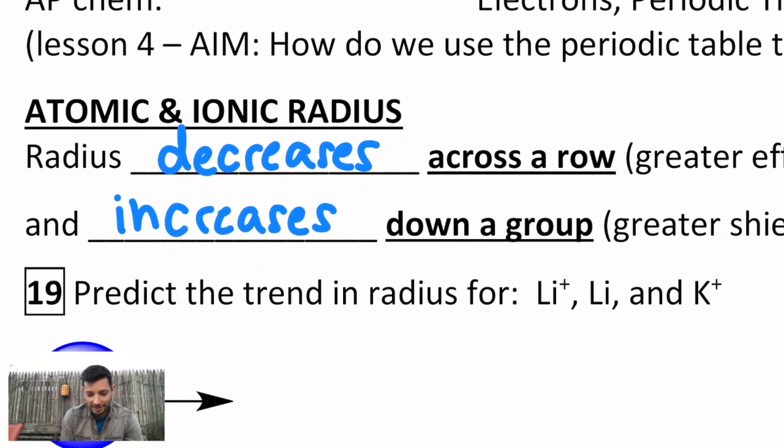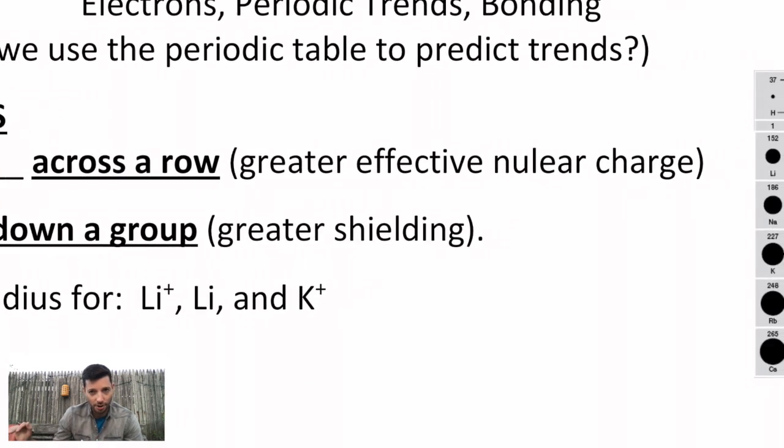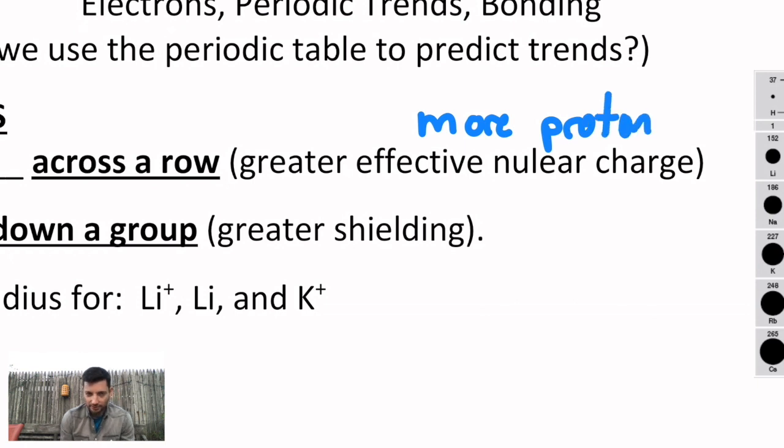The reason it gets smaller as you go across the row is because you have a greater effective nuclear charge. That's a fancy way of just saying there are more protons. So the given outer shell of electrons is pulled in that much more strongly by the greater nuclear charge. Yes, there's more electrons as well, but they're all going into the same valence shell. And they're all getting pulled in by this larger nuclear charge, more positive charge attracting those extra electrons.